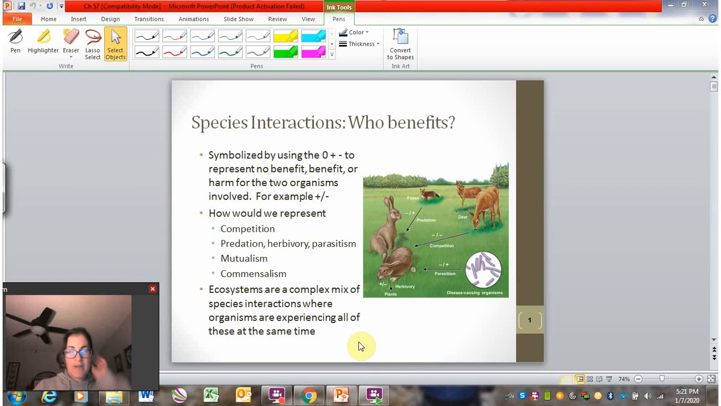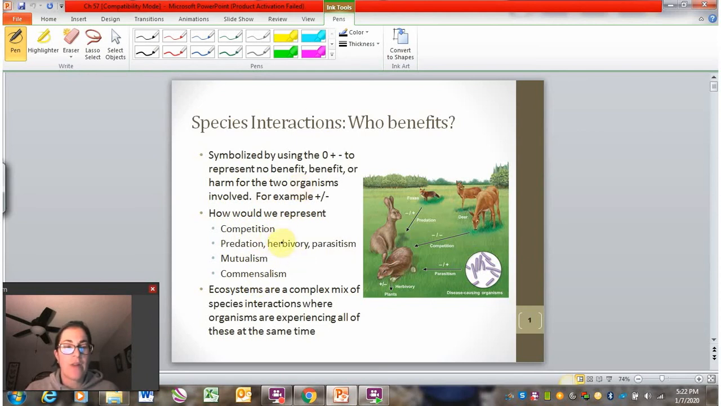Species in the environment undergo many different interactions with other species. We classify these interactions based primarily on who benefits in the interaction. So, species interactions include competition, predation, herbivory, parasitism, mutualism, and commensalism. And we're going to go through these.